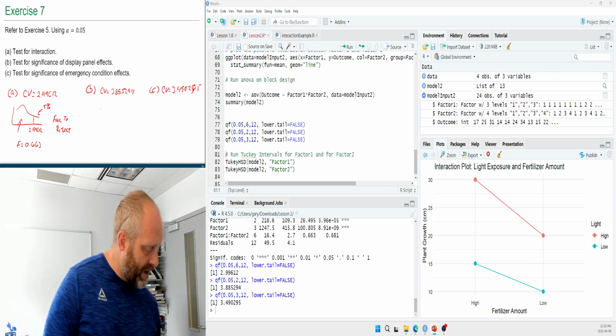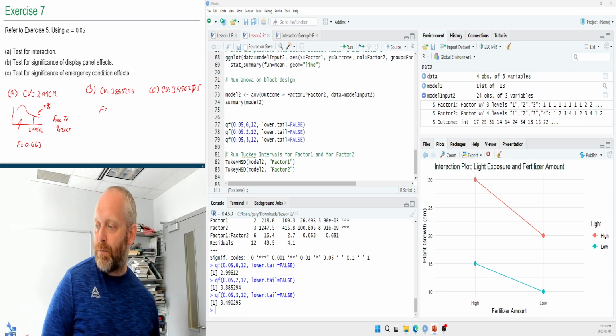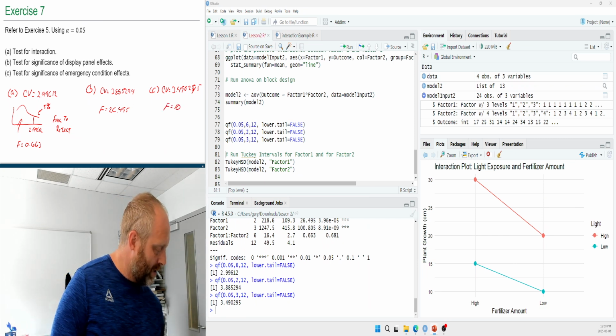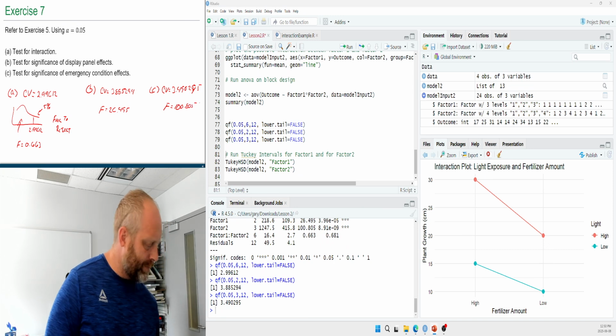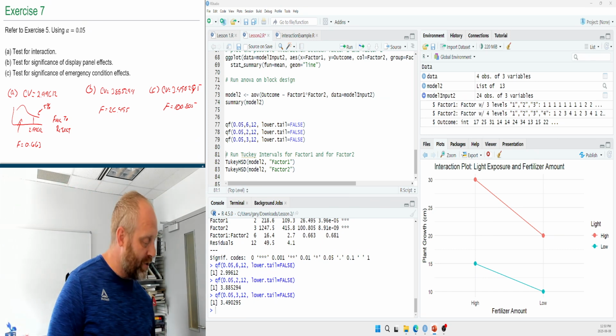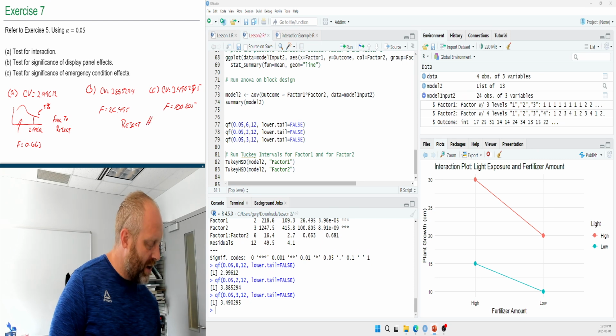So my F value for B, based upon what I have here, is 26.495. And my F value for C, this is for my factor 2, is 100.805. So in both cases, they are to the right of the critical value, so we reject H naught, accept HA at alpha 0.05.